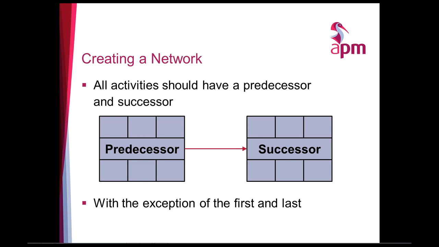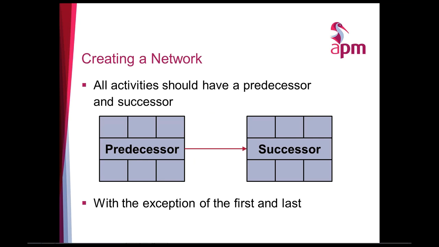Well, we use these to create a network. And in the network, we have a predecessor and a successor. Every activity should have a predecessor and a successor, with the exception, of course, of the first and the last. This is to ensure that you've got logic throughout your entire network. And as Simon just said, if one of the activities moves, then everything else is going to move in a logical sequence.